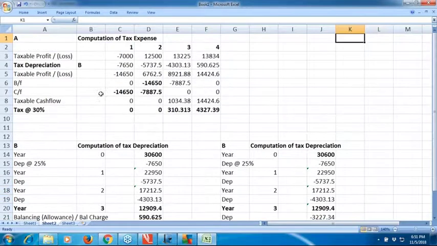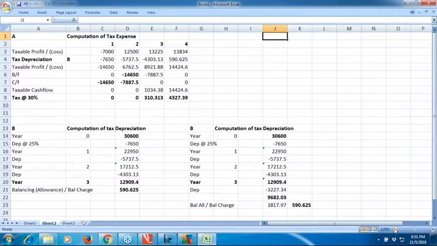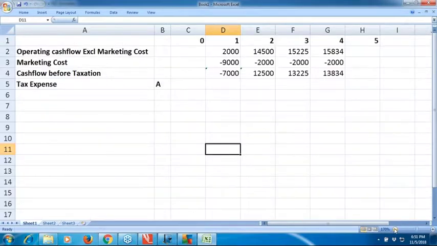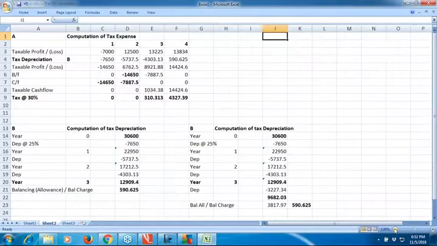Now let's summarize. Basically, what have we done up till now? We have actually calculated two things. First of all, we calculated the operating cash flows, we incorporated the marketing costs, so we incorporated the cash flow before taxation. Once we had the cash flow before taxation, we had to perform some working. So we did this working number one, which is for the calculation of the tax expense.